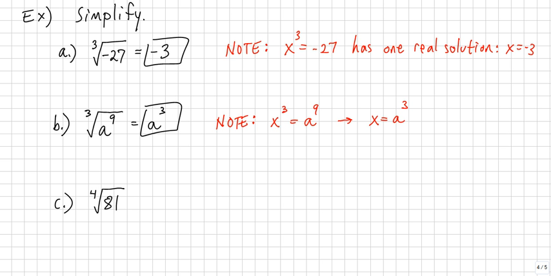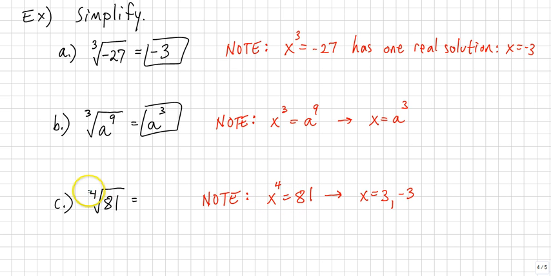So now we have a fourth root, but it works the same way. You're just asking yourself the following question. What numbers, when raised to the fourth power, give you 81? Well, there's two real numbers that will do that. 3 to the fourth is 81, but also negative 3. So negative 3 to the fourth is 81.